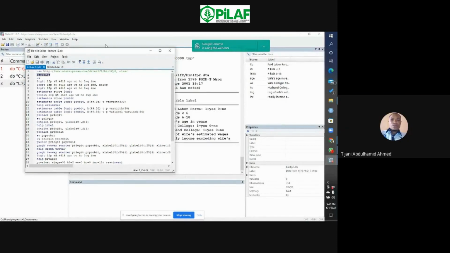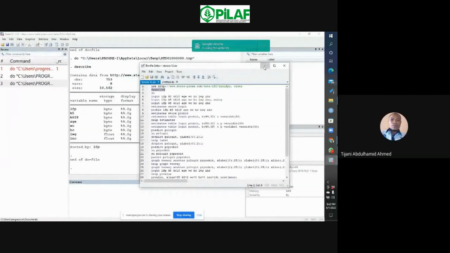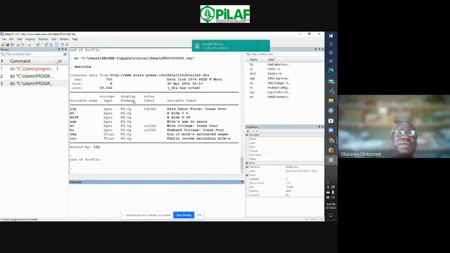Okay. So if you execute the selection, you will see the description of the data set. You see the variables. There are 753 observations. There are 8 variables. The size is 10,542. So data from 1976, panel study of income dynamics by Mroz. And then variable name LFP, you can see it's for paid labor force.